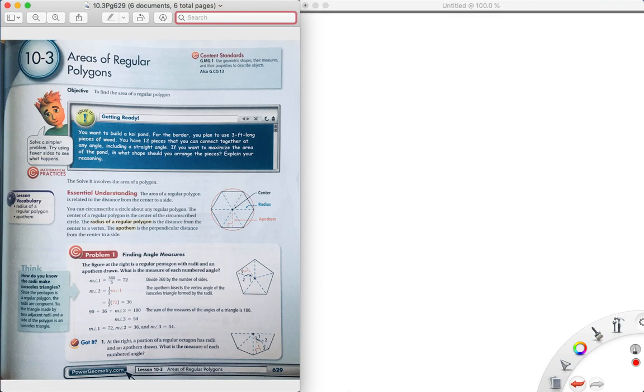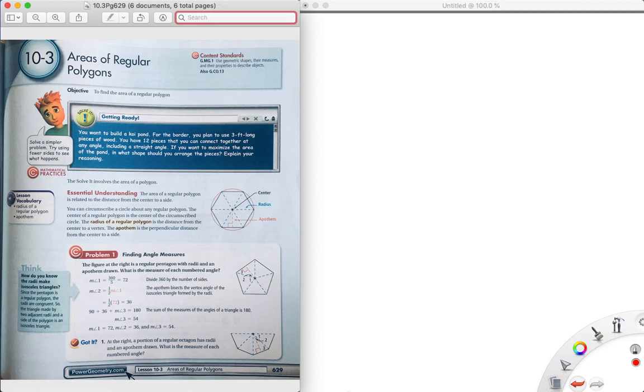Hey guys, so today we're going to talk about Chapter 10, Section 3, which is area of regular polygons. Here we're going to have a little bit of vocabulary.